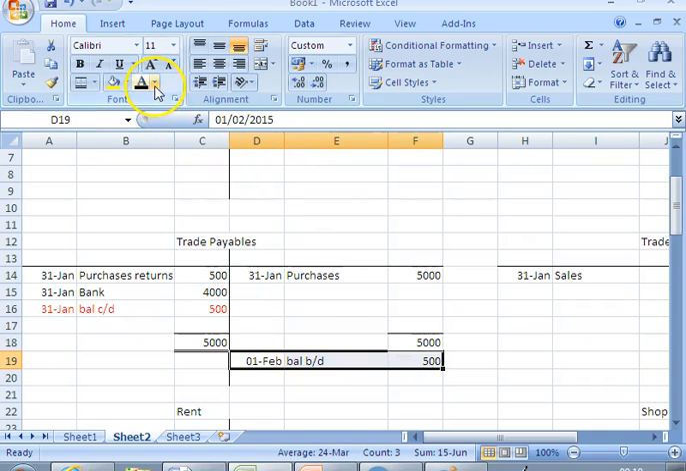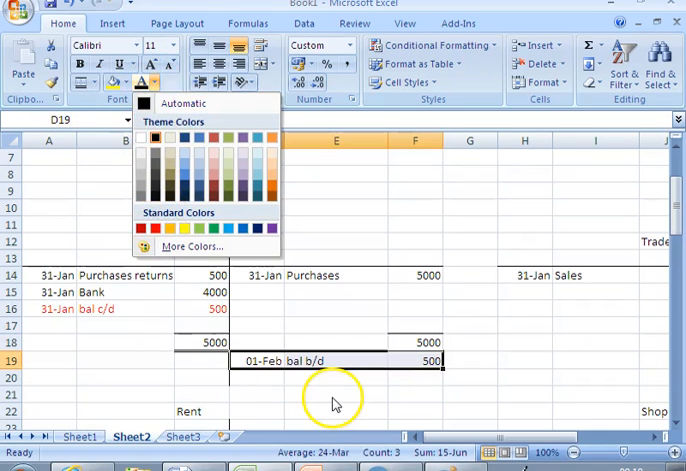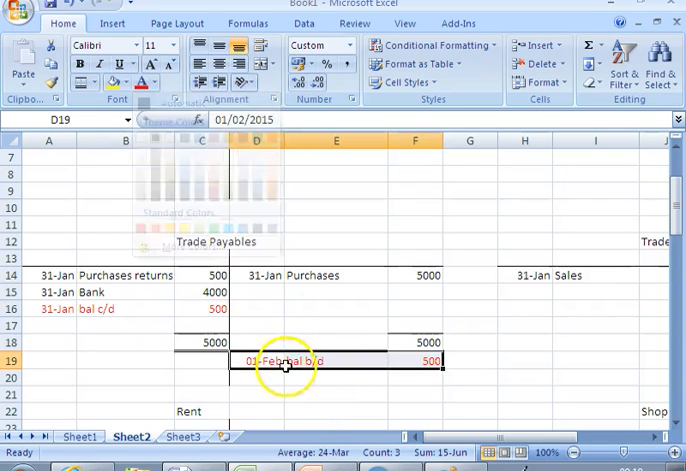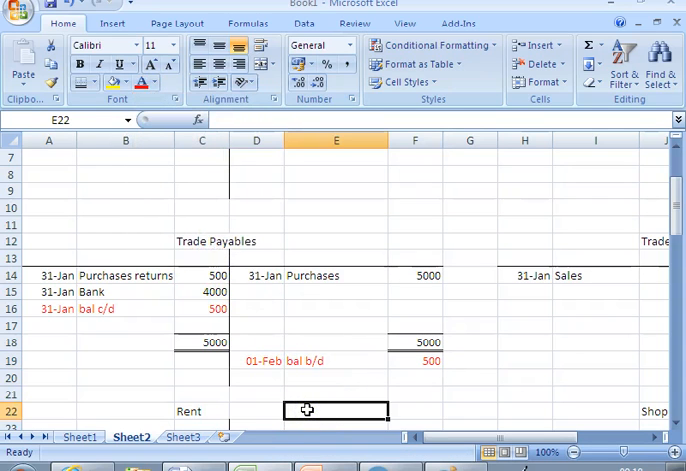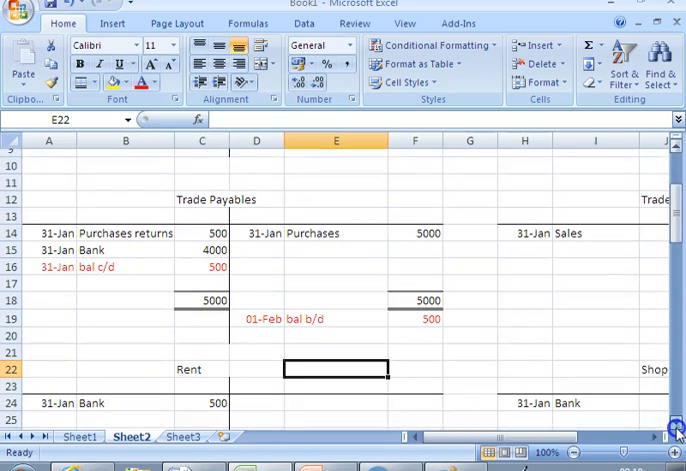I'll make this red. So what are we saying fundamentally? We are saying that on the 1st of February, you are still owing £500, which is true. You bought some goods with 500, you haven't paid. You return £500, you pay 400, so you're still owing 500. This is just the accounting way of showing this information. So that's an example of a balance carried down.